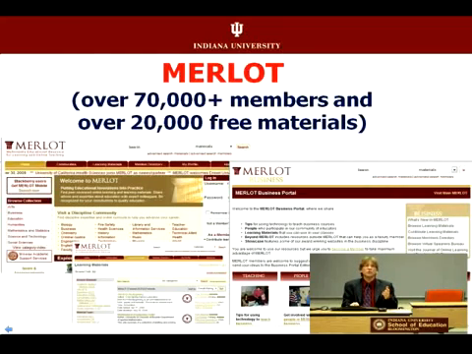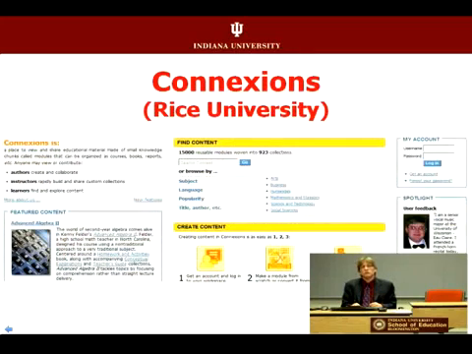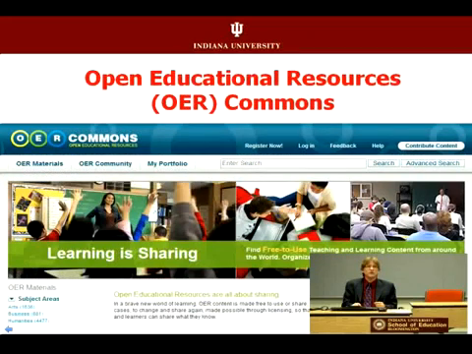It's a peer-rated site. If people ask you what's good quality stuff online, how about you take a look at a peer index site in higher education like Merlot, or maybe take a look at Connections from Rice University, which is a repository of stuff. It has ebooks and animations and PowerPoint slides and simulations you can actually download and use. It's also open educational resources in the OER Commons.